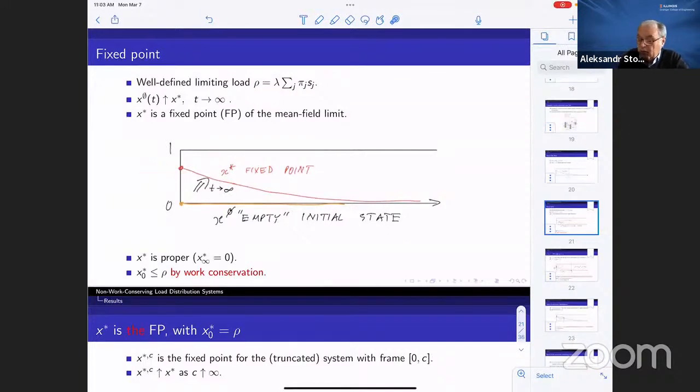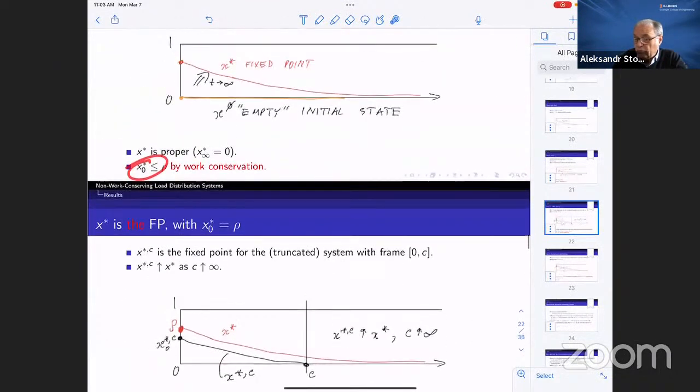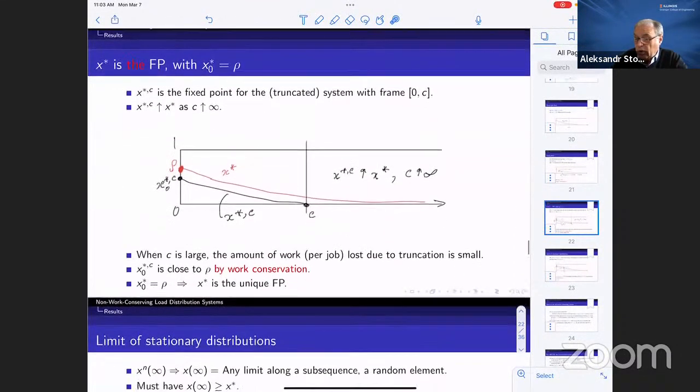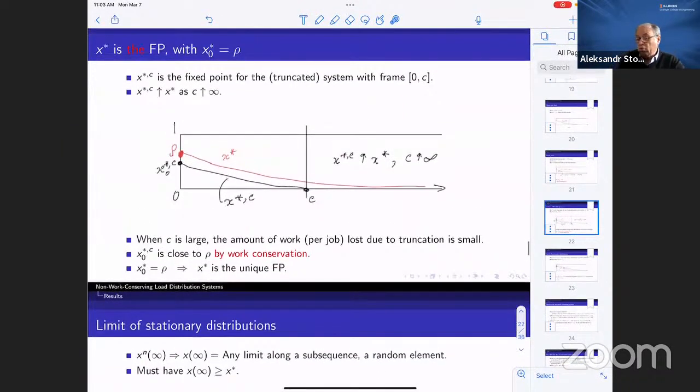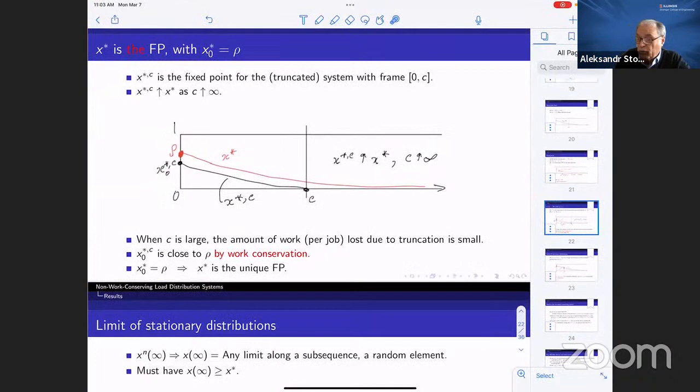Okay. And it's also not hard to see that the load of this x0 star cannot be larger than this nominal load rho by work conservation. If it were larger, then you get a contradiction. It means that you start processing more work than arrives into the system. Cannot have. So this is easy. In fact, it's possible to show that this x0 has to be rho.